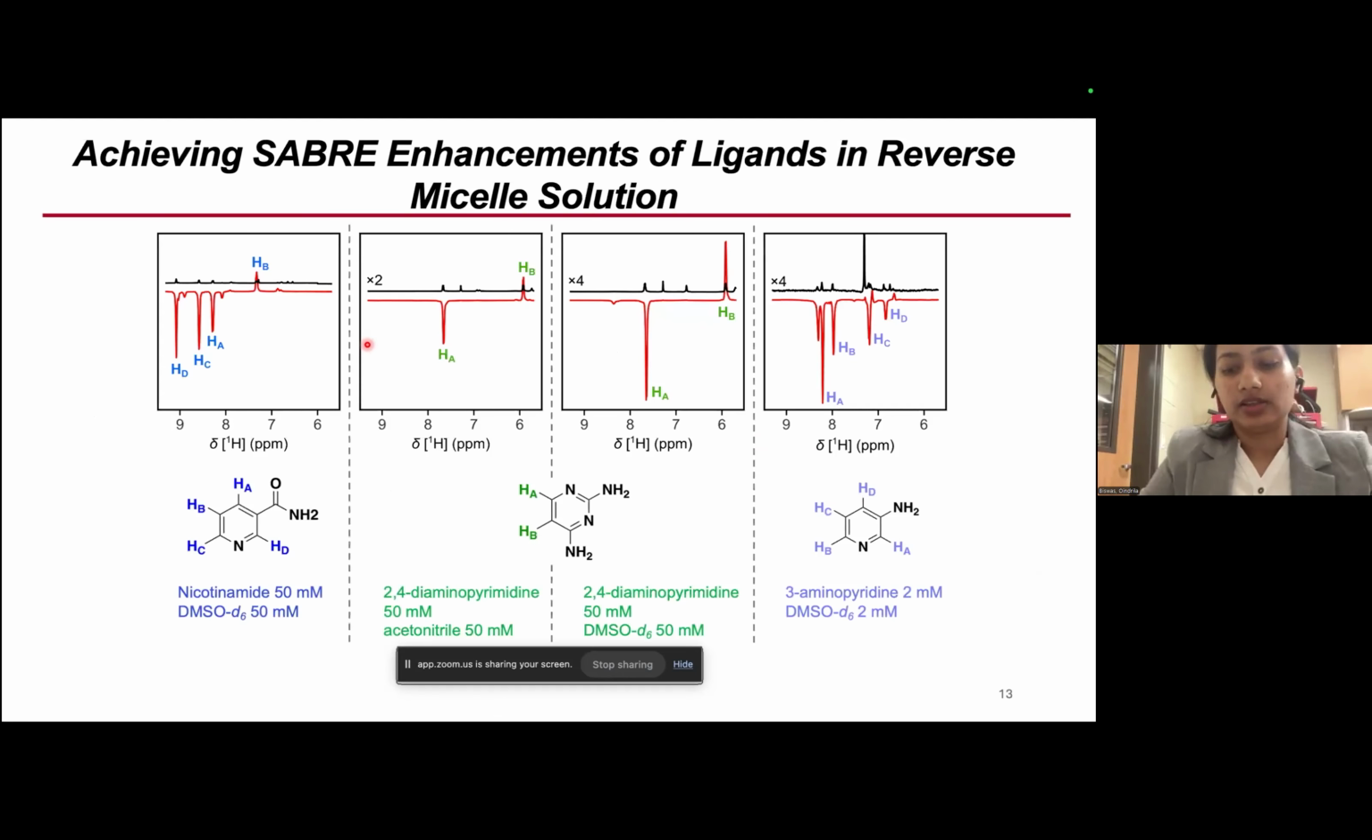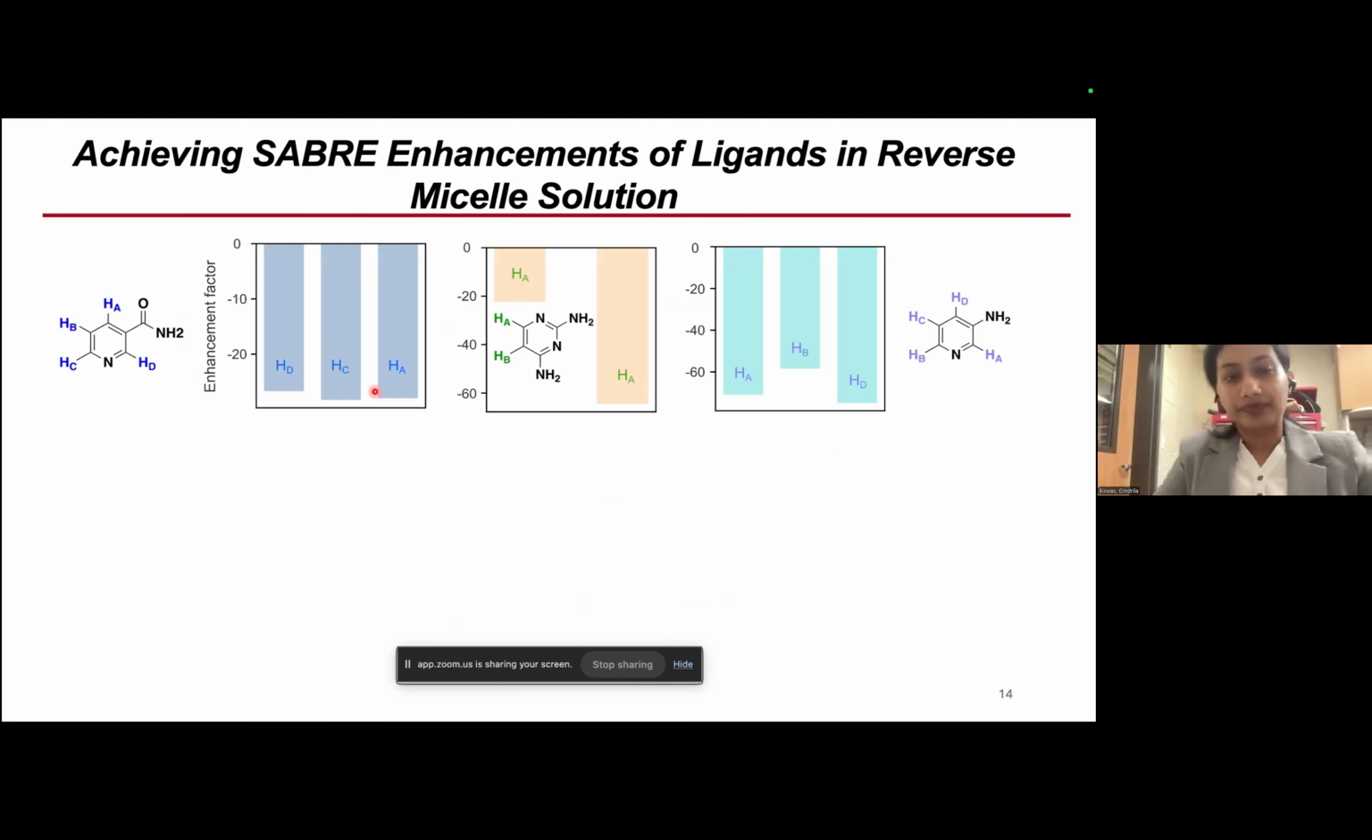With the previously used ligand, we did not see any direct hyperpolarization of the ligand, but we wanted to see if we use other ligands, can we see direct hyperpolarization of the ligand in this reverse micelles system or not? So we took nicotinamide, 2,4-diaminopyrimidine, and 3-aminopyridine, with different co-ligands like DMSO and acetonitrile. We observed SABER enhancements in these reverse micelle solutions only. So the ligands were directly hyperpolarized in these reverse micelle solutions.